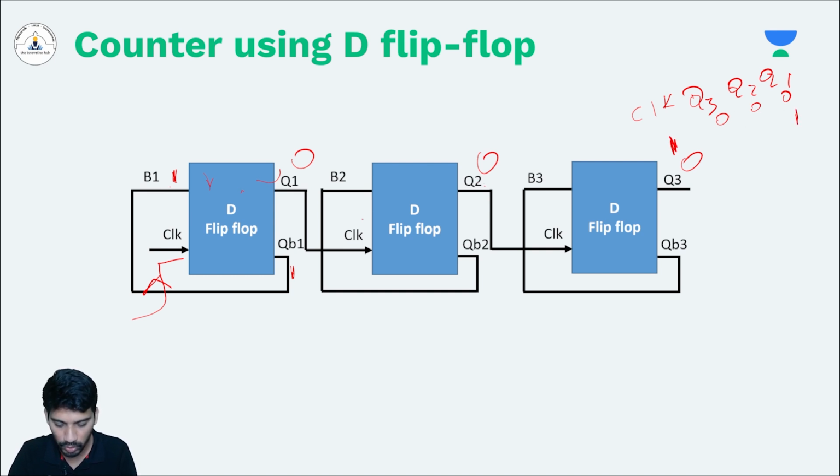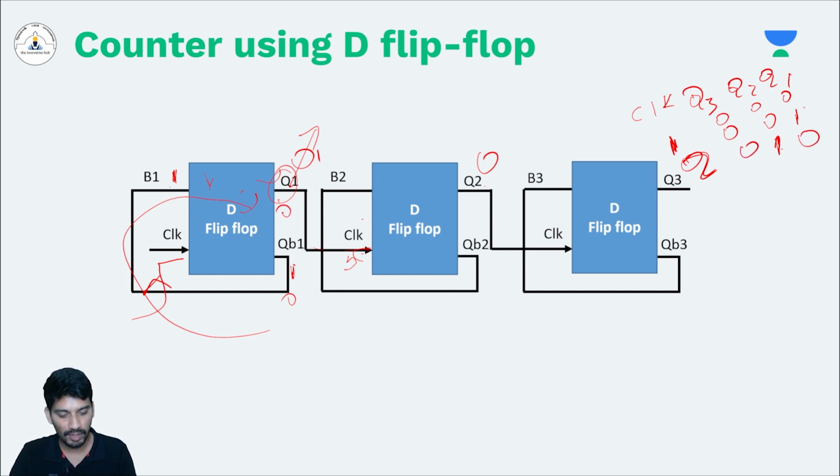And what happened to Q2? The clock of Q2 is not yet changed because it is depending on Q1's output, right? So it will be 0. So in the next clock, when clock is equal to 2, then this will go as a clock and the Q2 will also change. By that time, if you remember, the output of Q1 is 1. So the QB1 is 0 and this will go as 0, right?